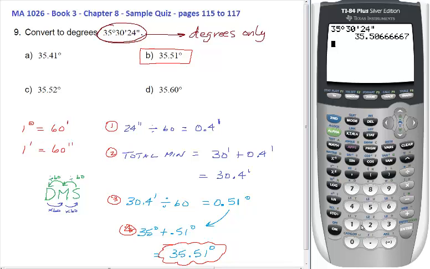35.51. Now if you want to double check to make sure you entered everything properly, you can do that as well. Go back to your angle page, second function, angle, and go to change to DMS, degree-minute-second. So change the decimal back to degree-minute-second, and it brings it right back, and indeed that's what we had. So your answer is 35.51 degrees.